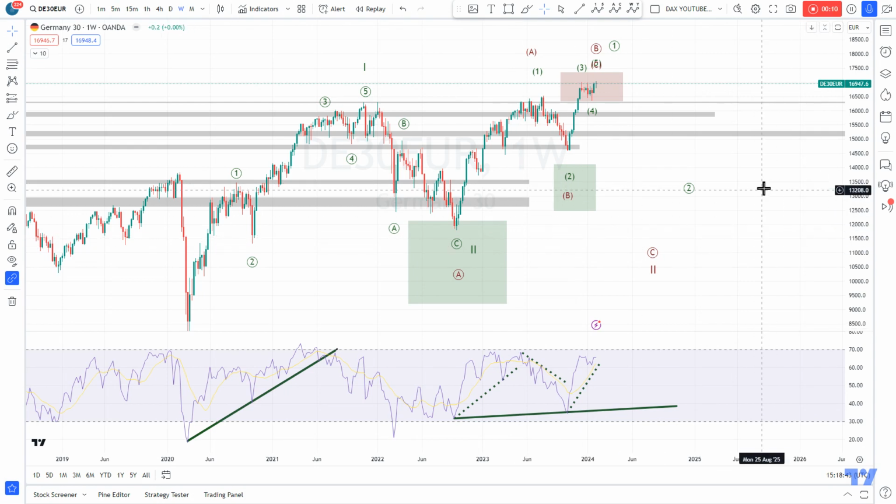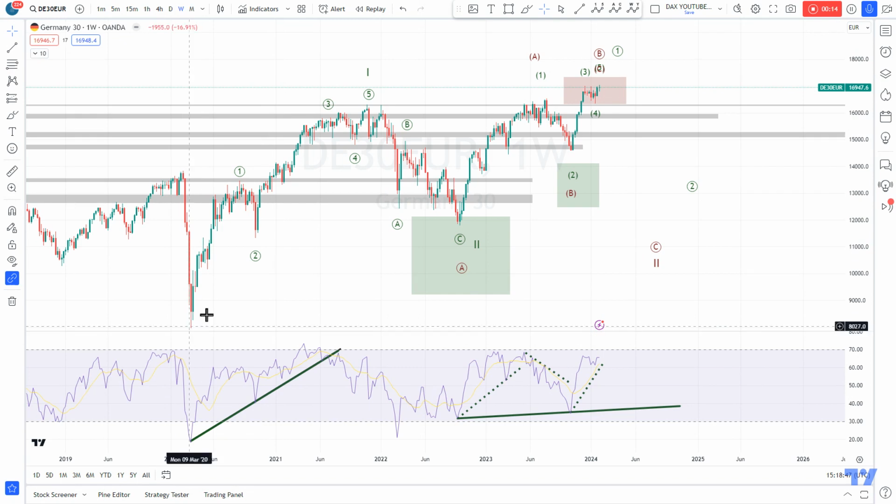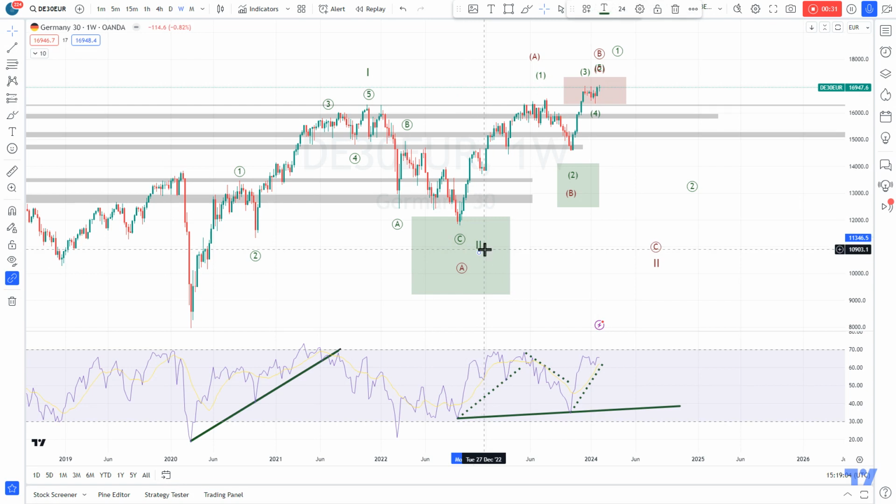Here we are looking at the weekly chart, and my take on the DAX is that we made a wave 1 here in 5 waves up from the March 2020 lows. Then we came down as a wave 2 correction, and I believe from here we started a new upward cycle, what would mean that we are doing the wave 3 in the higher degree. So that is actually quite bullish.